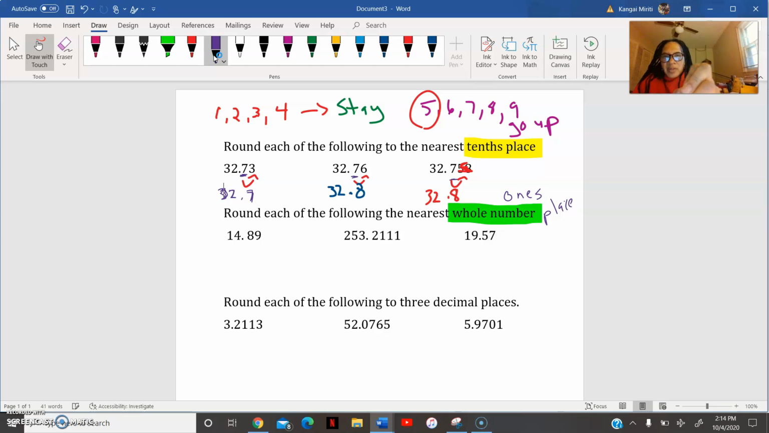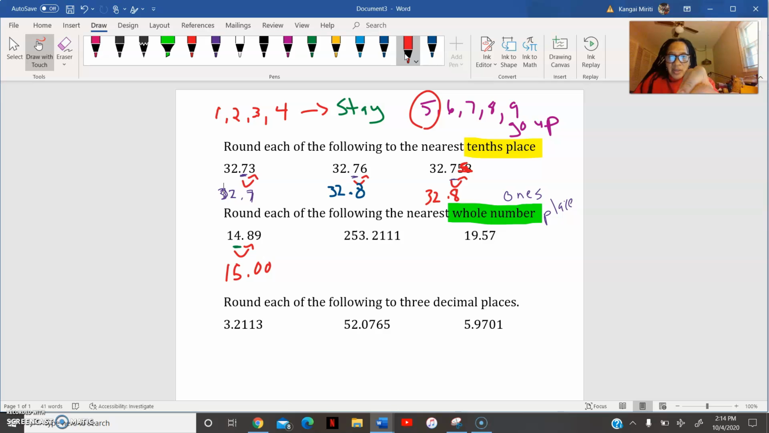So if we're going to round these to the nearest whole number, first let's find that ones place, that whole number place. We look to the right, we see an 8. An 8 pushes that 4 up to a 5, and then everything else becomes 0. You could just write 15, or you could write 15.0. It's okay.